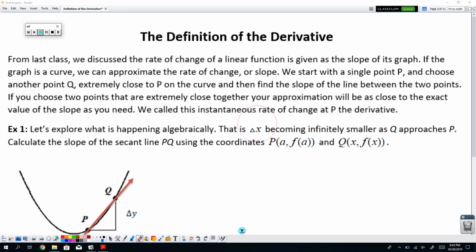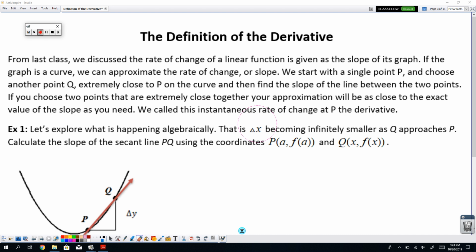Okay, so now we're going to do the definition of the derivative. From last class we discussed the rate of change of a linear function is given as the slope of its graph. If the graph is a curve, we can approximate the rate of change, or the slope. We start with a single point P and choose another point Q extremely close to P on the curve, and then find the slope of the line between the 2 points.